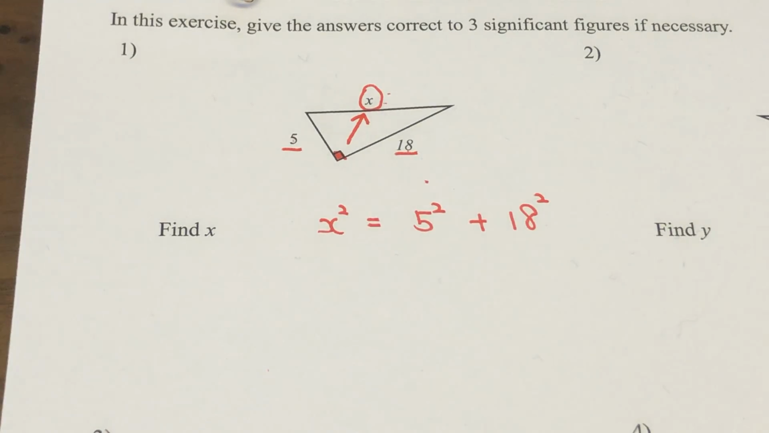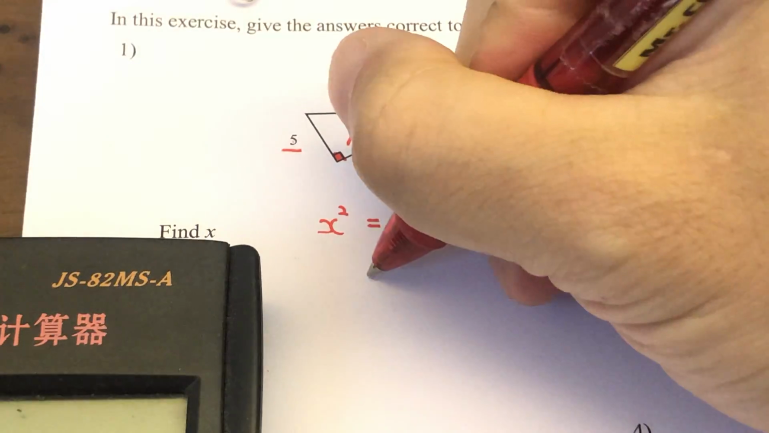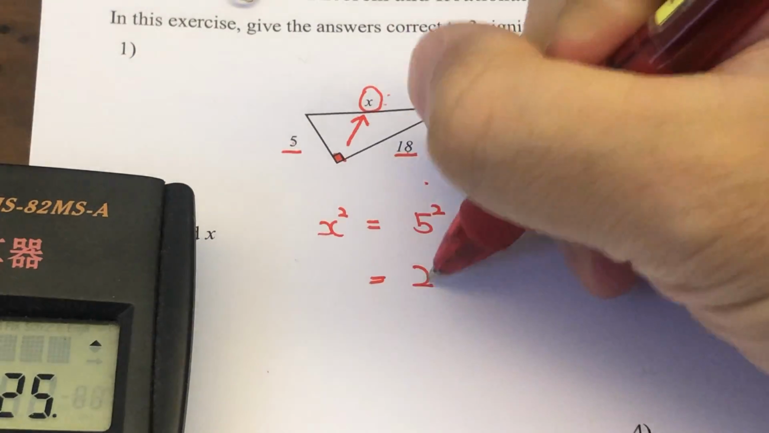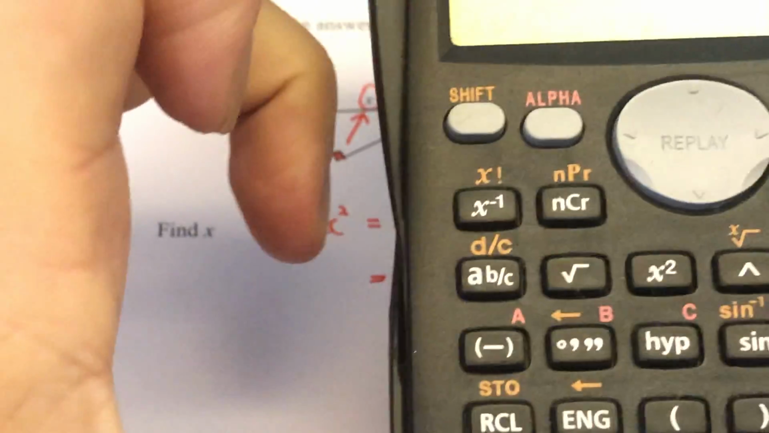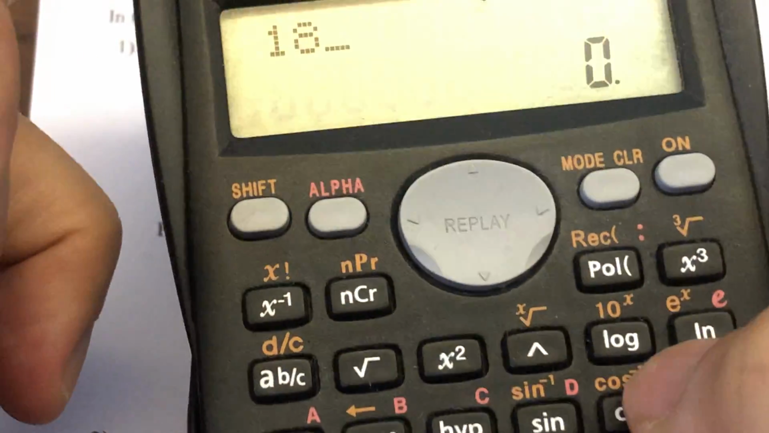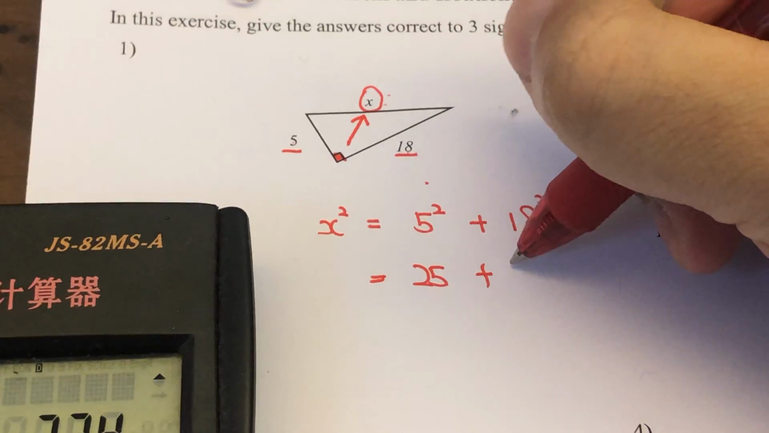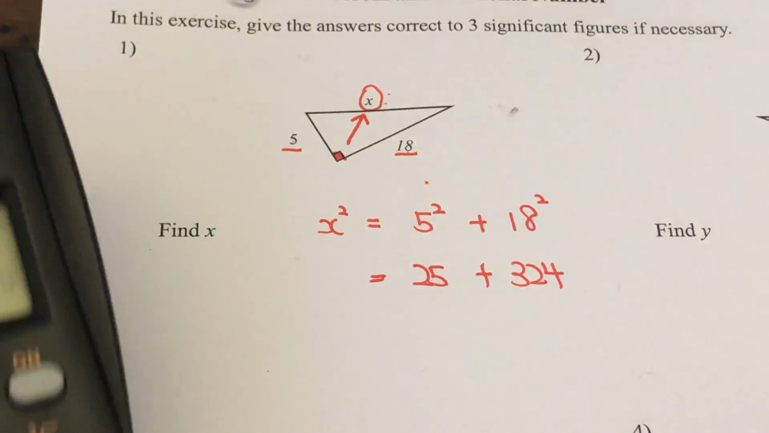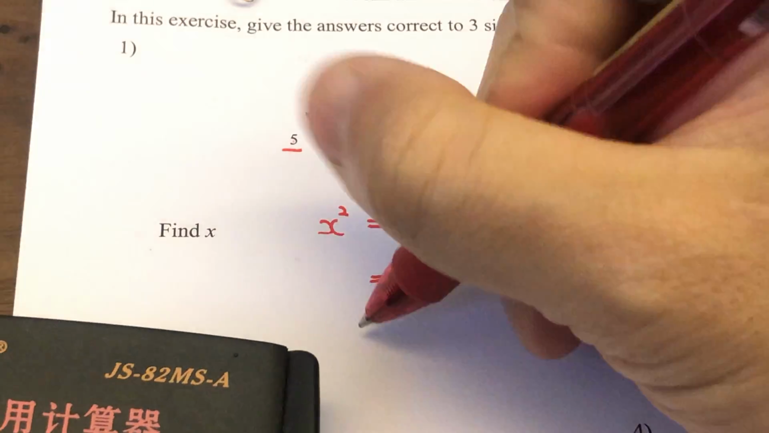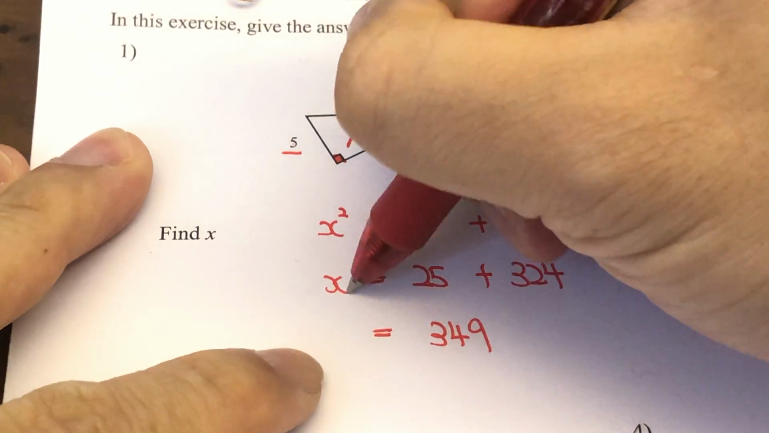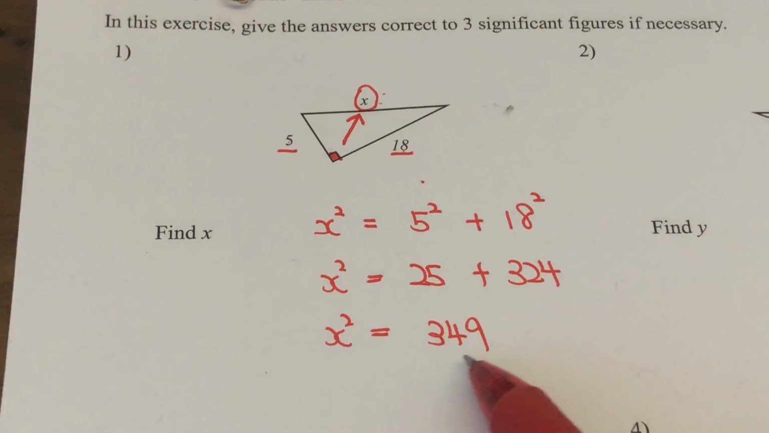So 5 squared, you may use your calculator. 5 squared, 25. And then 18 squared. 18 and then square equals 324. So 324 plus 25, we have 349. So we have x squared equals 349.